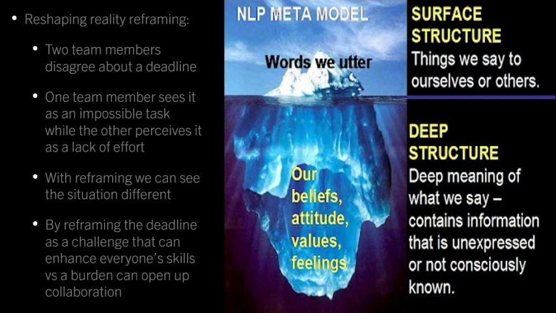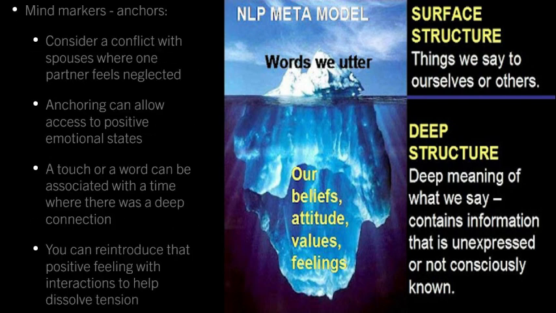So let's talk about mind markers, also known as anchors. Consider a conflict between spouses where one partner feels neglected. When we use this mind marker technique, we can help them access positive emotional states. For example, associating a touch or a word with a time when they felt deeply connected or felt really valued can reintroduce that positive feeling into their interactions. And what it does is it helps to dissolve the current tension.